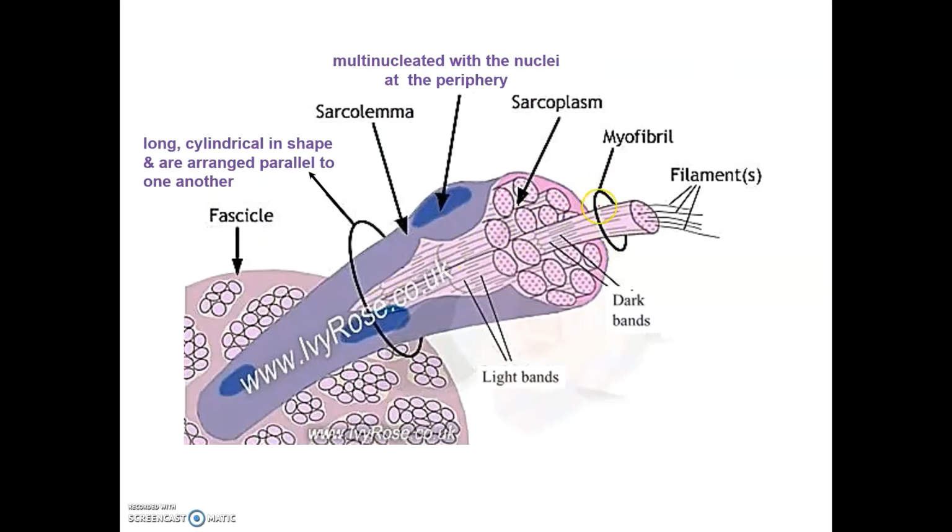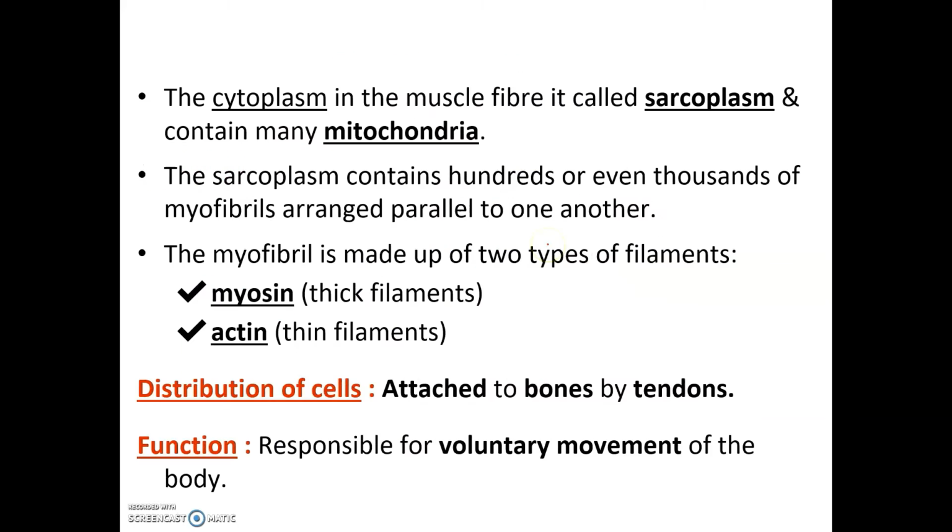Each of the fibers here is known as a myofibril. They are arranged parallel to one another. The myofibril is made of two types of filaments, myosin and actin, which are the thick filament and the thin filament.